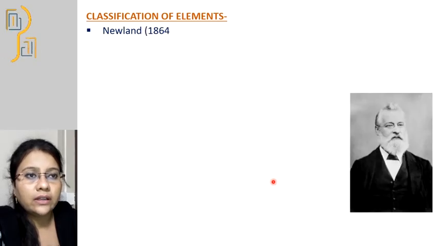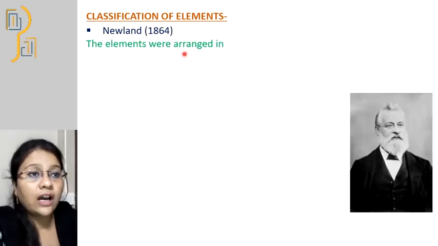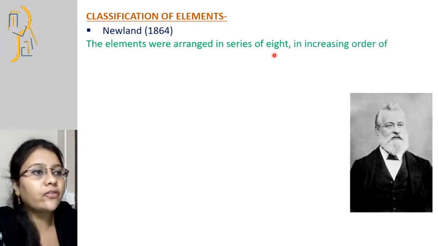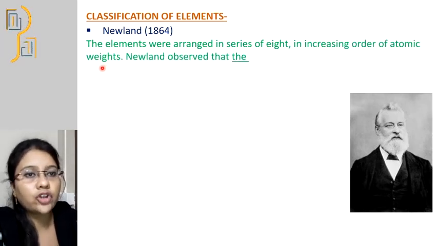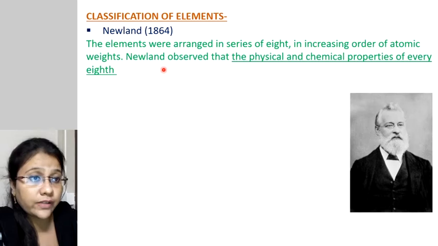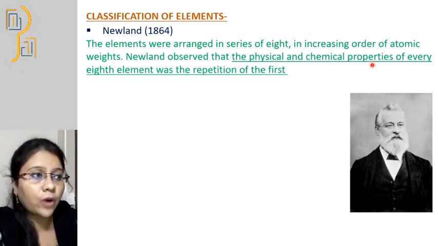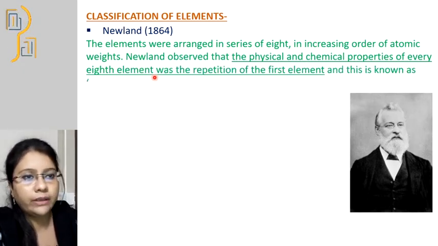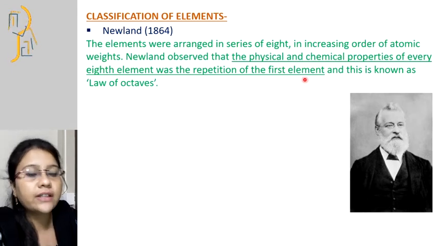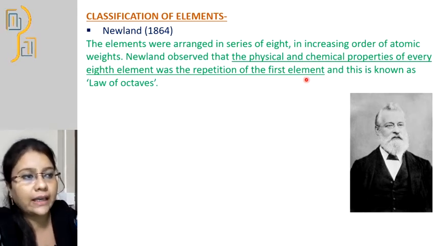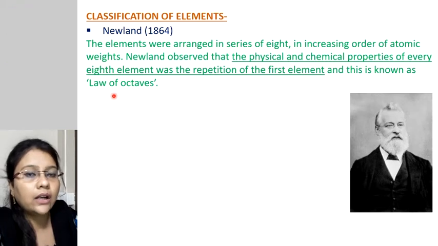Then Newlands, in the year 1864, arranged elements in series of 8 in increasing order of atomic weights. He observed that the physical and chemical properties of every 8th element was the repetition of the first element, as you see in the musical scale, and this is known as the law of octaves.